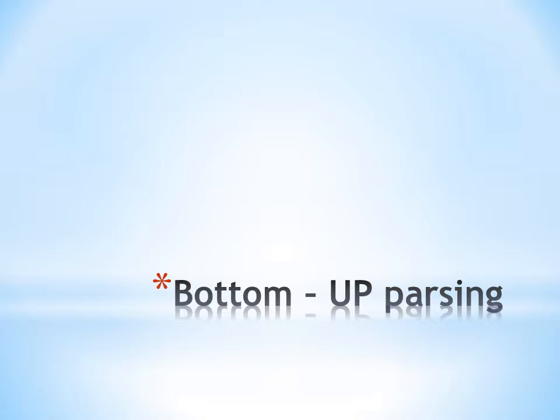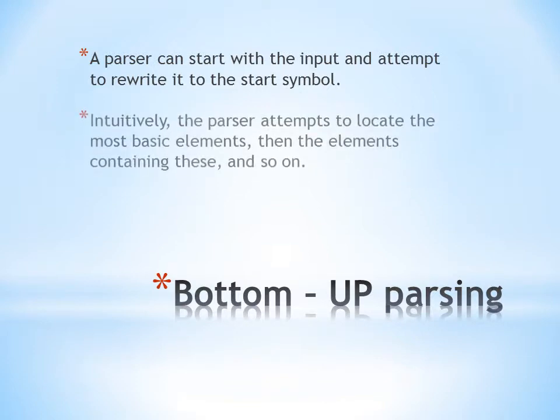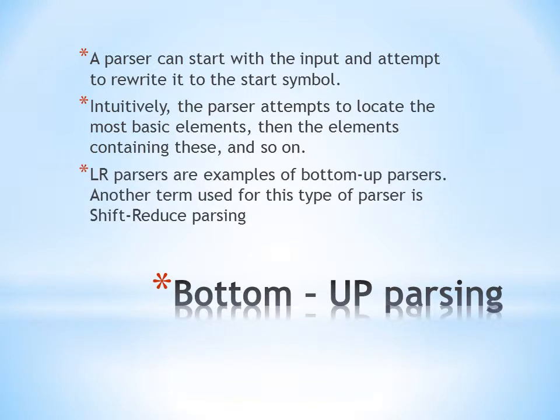When we talk about bottom-up parsing, a parser can start with the input and attempt to rewrite it to a start symbol. Intuitively, the parser attempts to locate the most basic elements, then the other elements containing these, and so on. LR parsers are examples of bottom-up parsers. Another term used for this type of parser is shift-reduce parser.